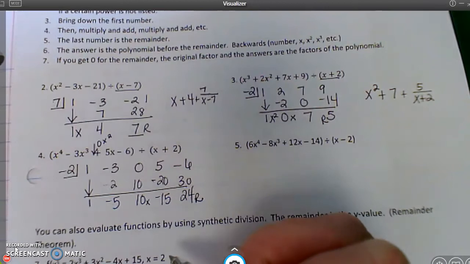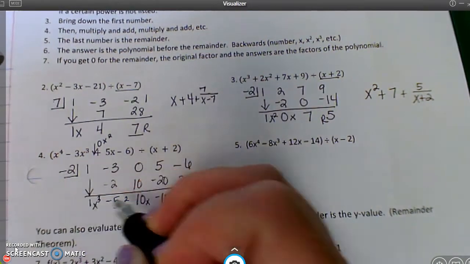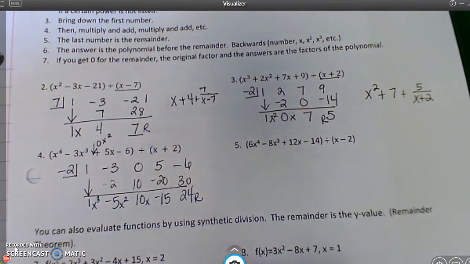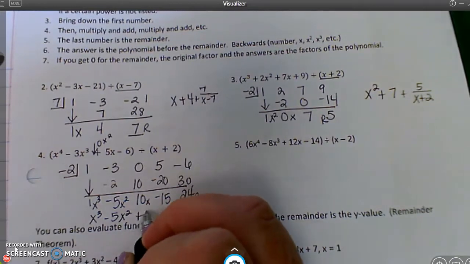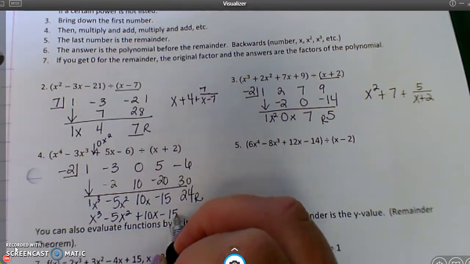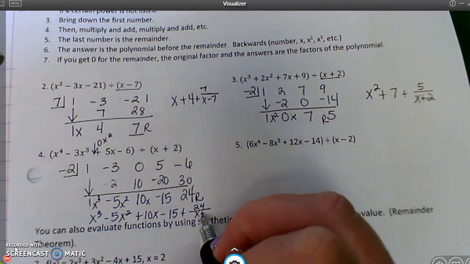That's your number. This has an x with it. This has an x squared. And this has an x to the third. It's always just 1, and you just keep going up. So to write the final answer out, if you needed to, it would look like this. And then divide by what you started with, which was x plus 2.